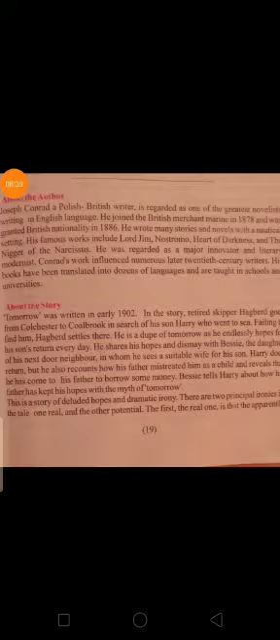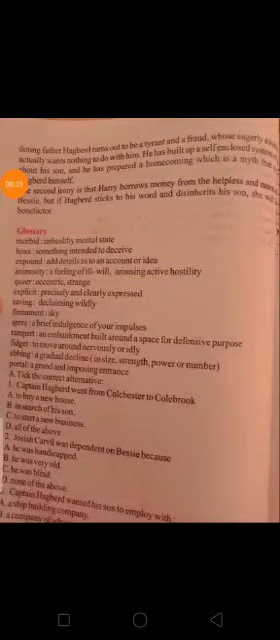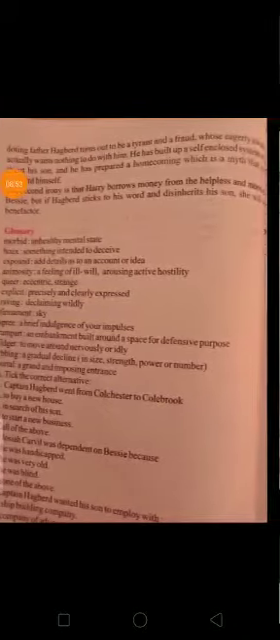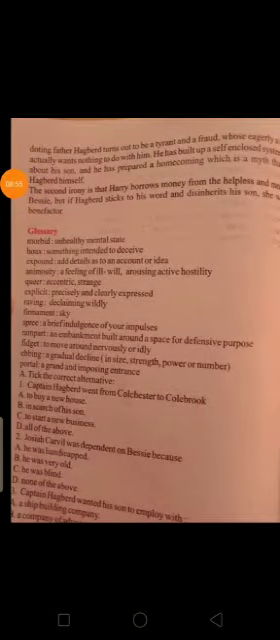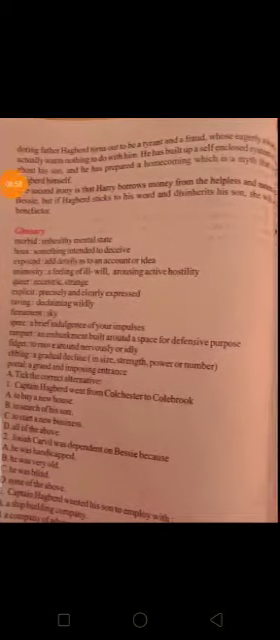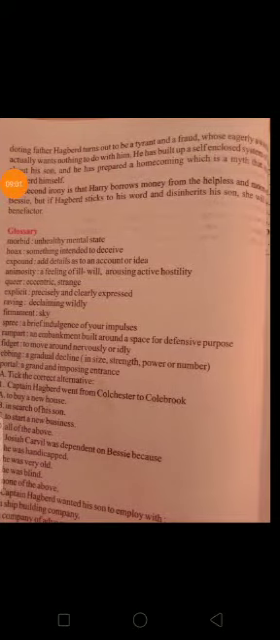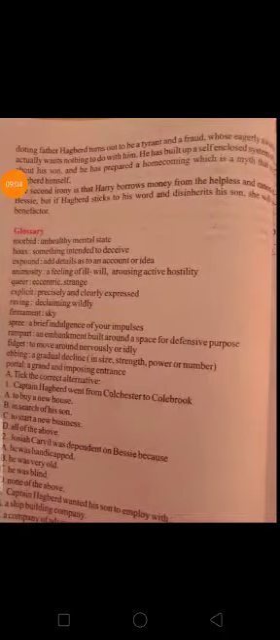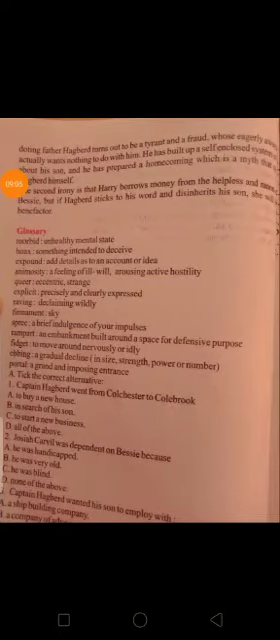The real one is that the apparently doting father Hagbard turns out to be a tyrant and fraud, and his son, whom he eagerly awaits, actually wants nothing to do with him. He has built up a self-enclosed system about his son, and he has prepared a homecoming, which is a mate that Hagbard himself did. What is the second irony? The second irony is that Harry borrows some money from the helpless girl Bessie, but if Hagbard sticks to his word and disinherits his son, she will be a benefactor.